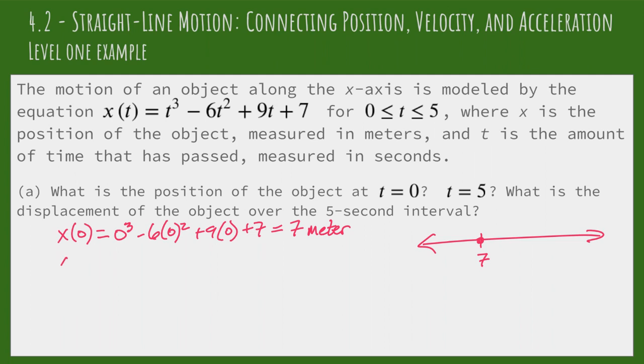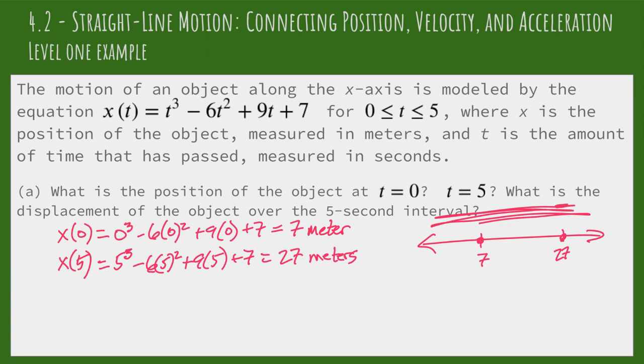At t equals 5, we're going to plug 5 in. It's going to be a little bit trickier. 5 cubed minus 6 times 5 squared plus 9 times 5 plus 7. This is going to be negative 25 plus 45 is 20 plus 7 is 27. So after 5 meters, or I'm sorry, after 5 seconds, it's going to be at the 27-meter mark. What we don't know is what's happening in between. We're going to answer some questions about that later. It could be moving to the right and to the left. We don't know, but it ends up at the 27-meter mark after 5 seconds.